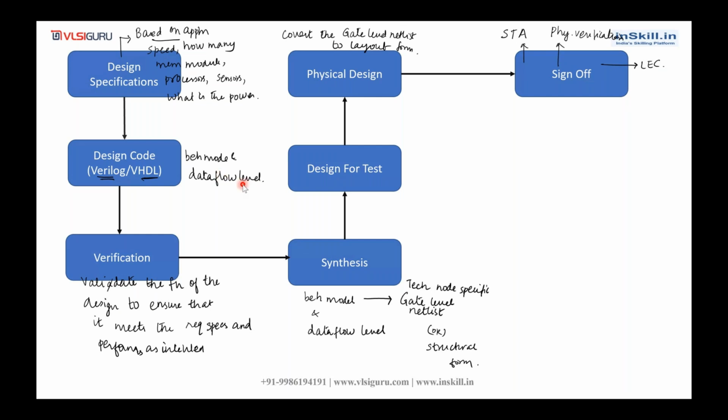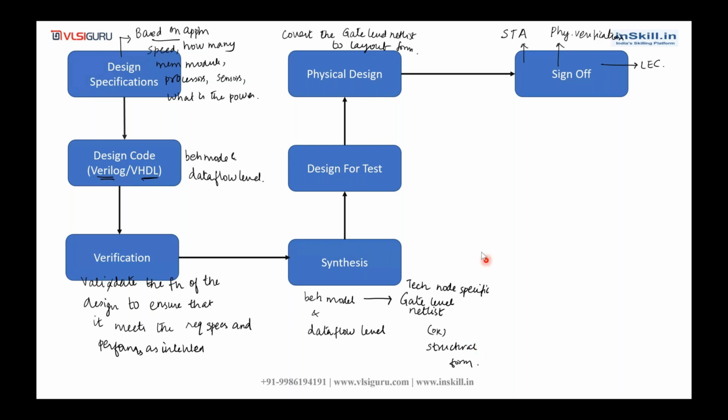Now during synthesis, what has happened? This behavioral and data flow level code got converted into technology node specific gate level netlist, or we even call it a structural form. And if we go for low power design, then some special cells will be added, like isolation cells, clock gating, retention registers, always on buffers. Those things also will be added during synthesis.